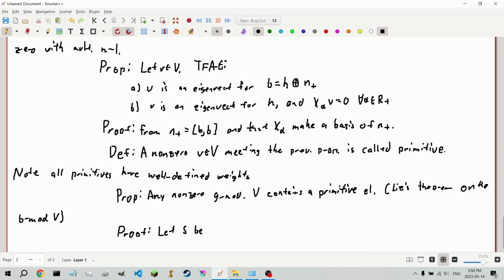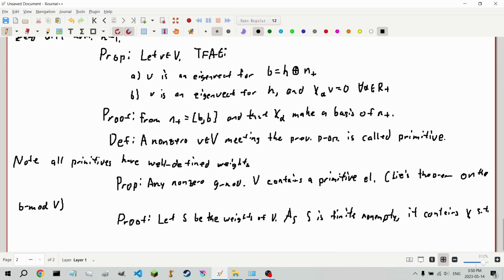Let S be the set of weights of V. As S is finite and non-empty, it contains an element chi such that chi plus alpha i is not a weight for any index i. The non-zero elements of this corresponding V chi are primitive.